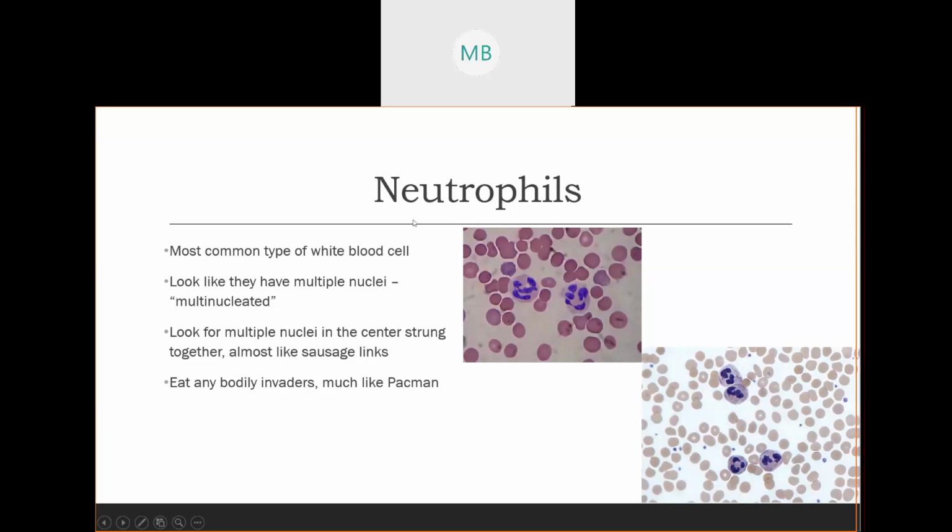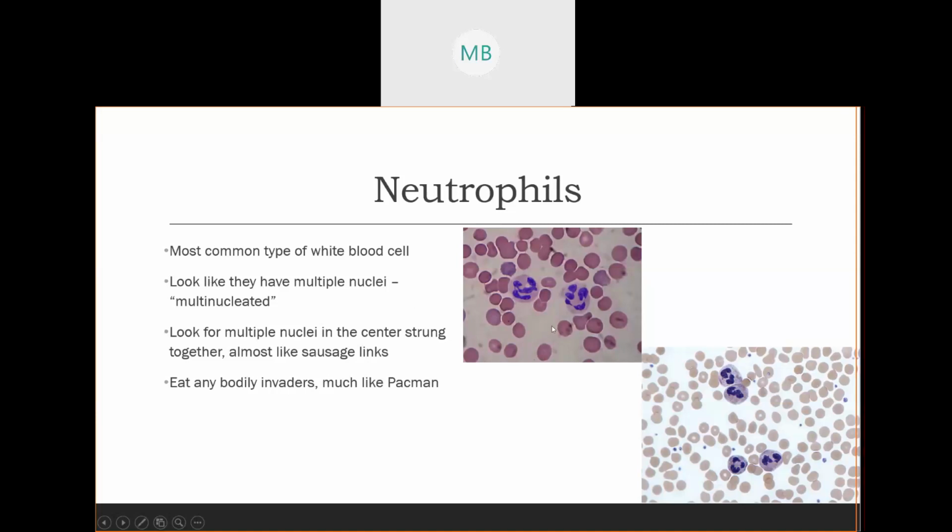Your neutrophils have the job of basically indiscriminately eating any bodily invaders, so any bacteria or anything like that that gets into your bloodstream, the neutrophils try to eat first, much like Pac-Man does with the little dots as Pac-Man runs around the video game screen. It's what neutrophils do, so that's why they are so numerous. They have multiple nuclei inside them, so they are multinucleated.